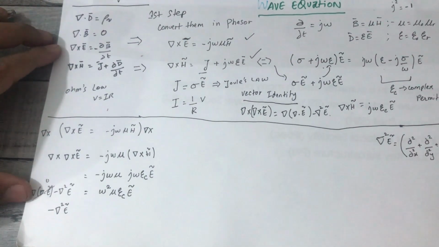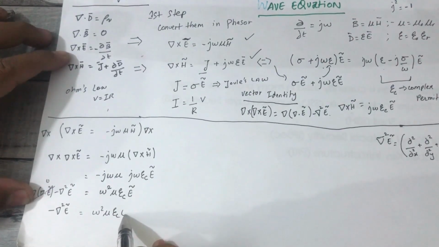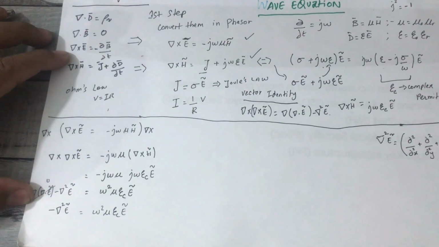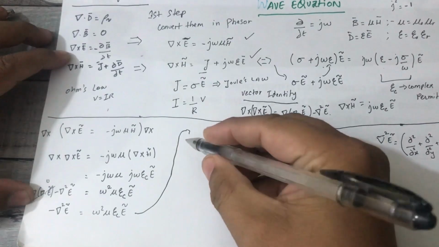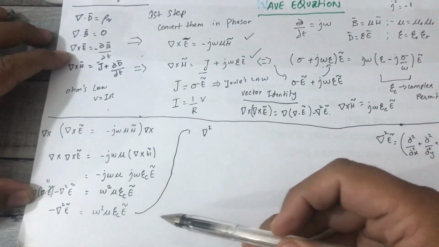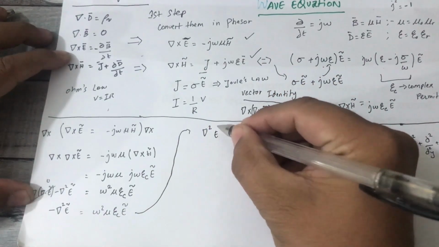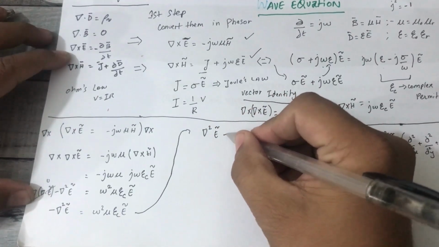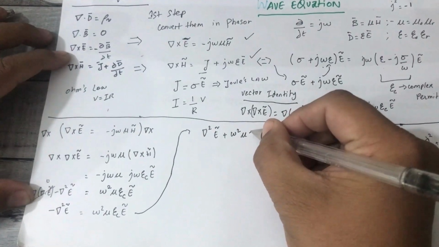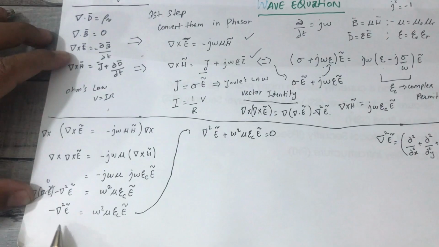So I'm going to end up with negative del squared E equals omega squared mu epsilon times E. I can rewrite this equation by moving it to the other side, making the whole thing equal to 0. Del squared E plus omega squared mu epsilon c times E is equal to 0. I'm not doing anything fancy, I'm just moving this to the other side. So I end up with this first equation.